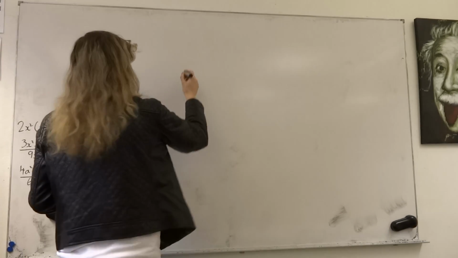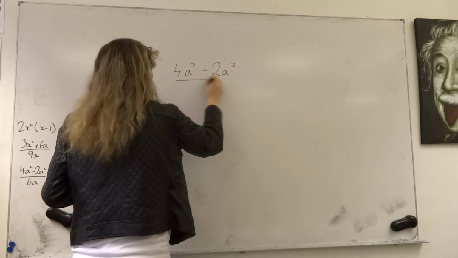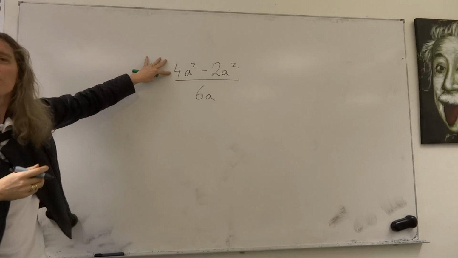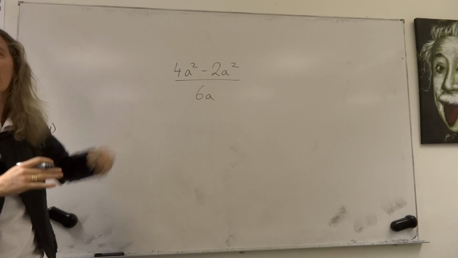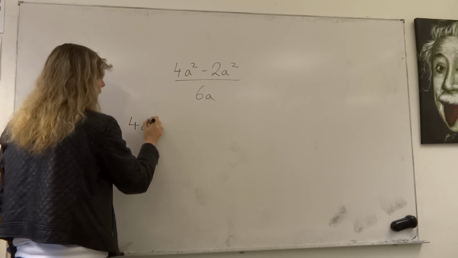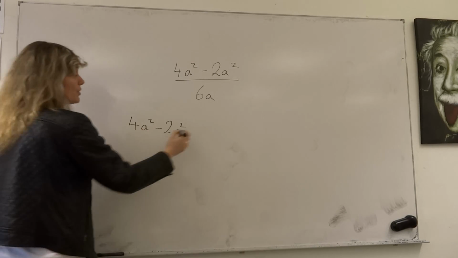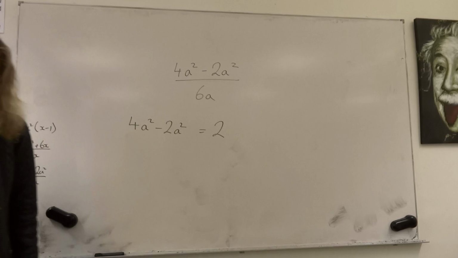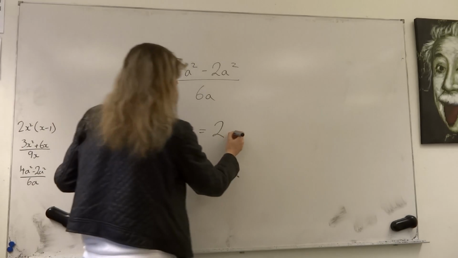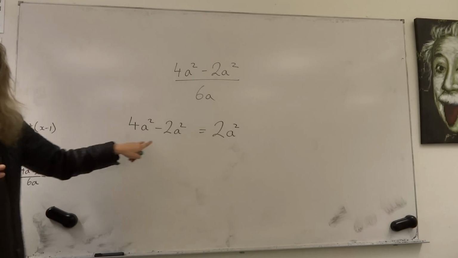And the last one is 4a squared minus 2a squared, all divided by 6a. If you find it easier, you can just do the top line by itself first and the bottom line, add that later. So let's think about how we could simplify 4a squared minus 2a squared. Well, both of them have a 2 here, so that would be the first thing I would take outside the front. And both of these expressions actually have an a squared in. So that's the other thing that I would take outside the front. So you're looking for things that are common in both of these expressions.